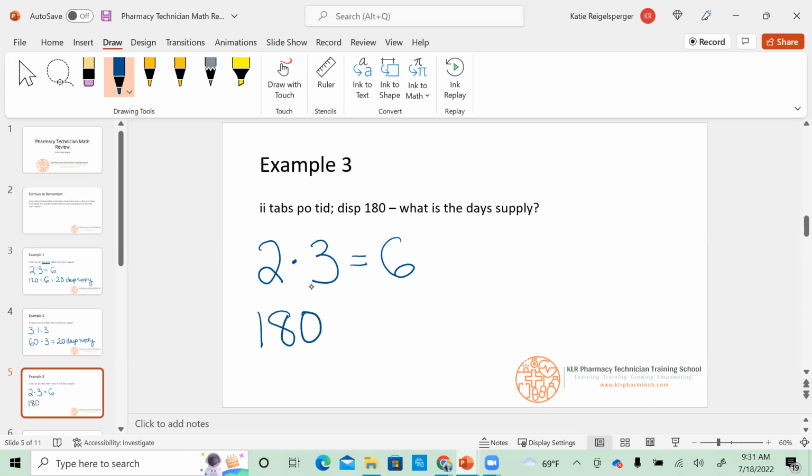I'm going to divide that number by the number of tablets they take per day. 180 divided by 6 equals 30. This is a 30 days supply.